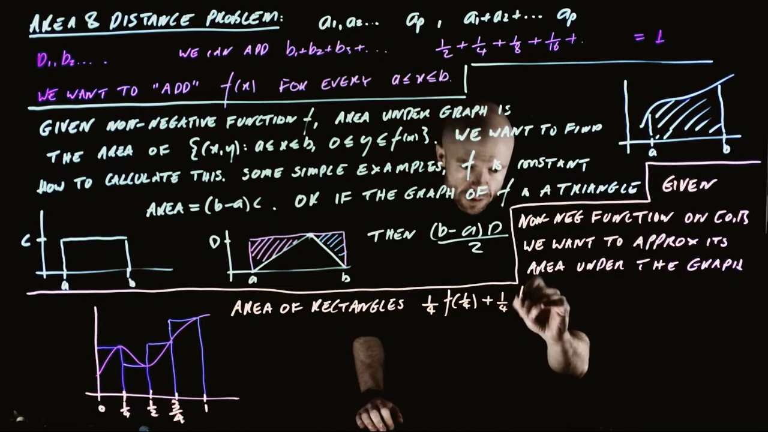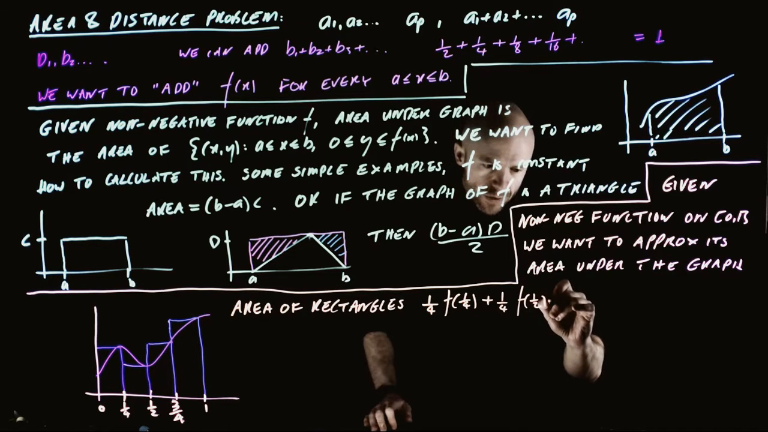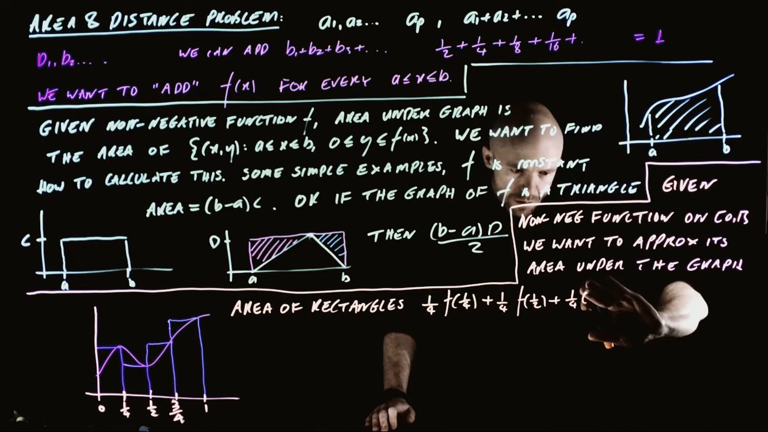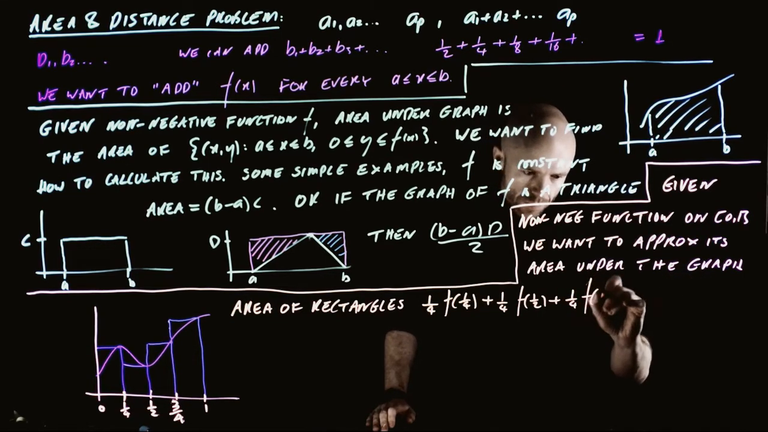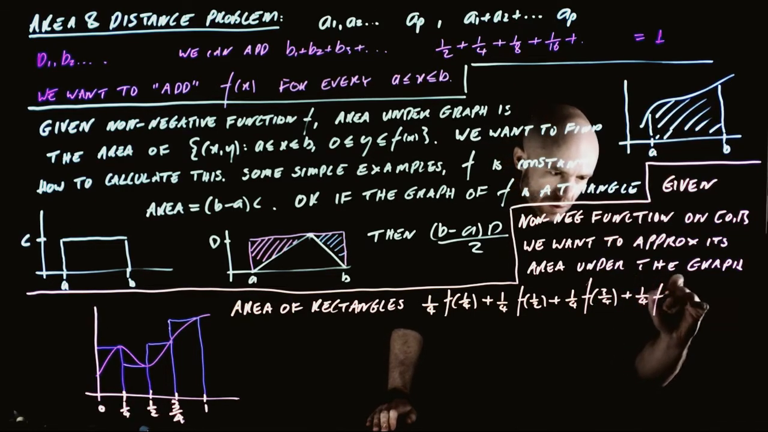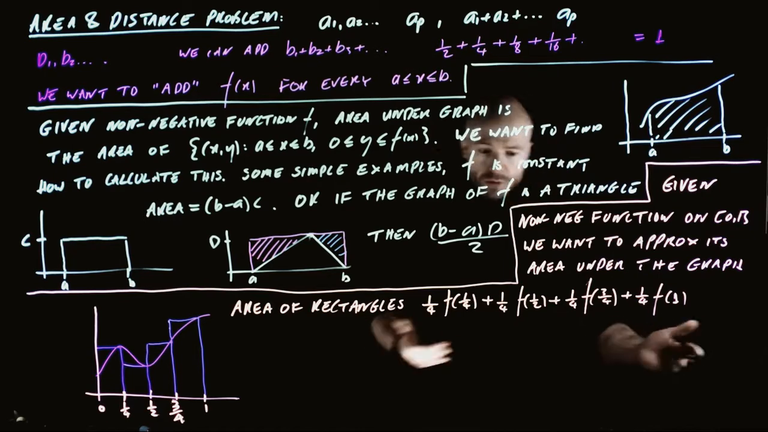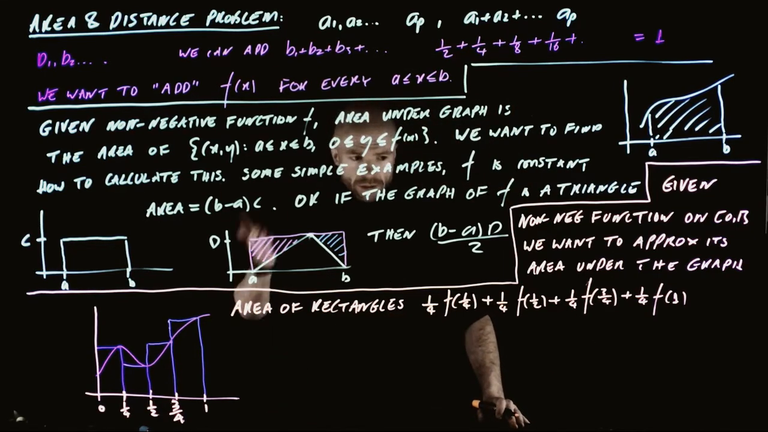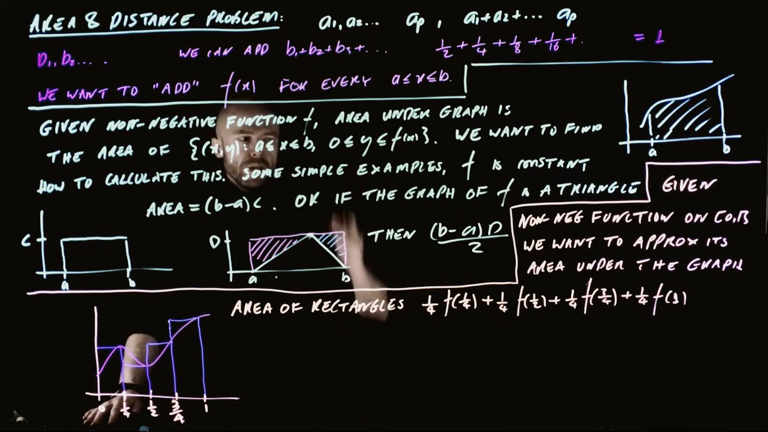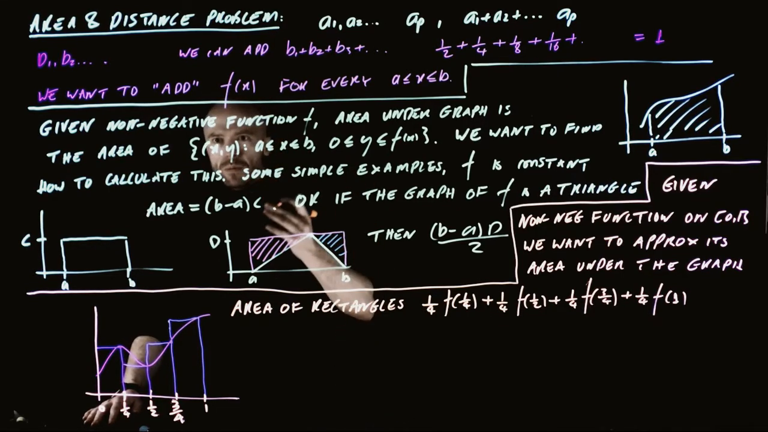The second one is this one. The third one is this one. And the final one is this one. That is the area of all 4 rectangles. That'll give us some number. It won't be great, but it won't be completely nonsense either. It'll give us an approximation.